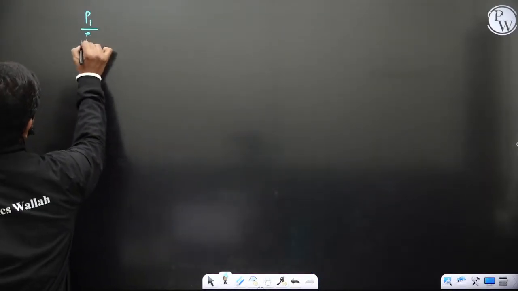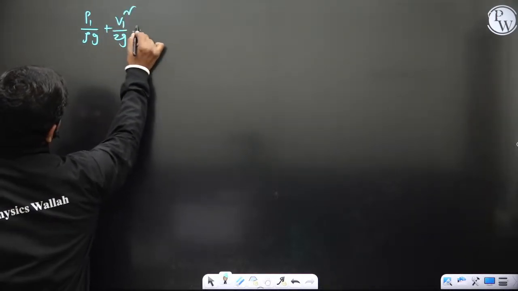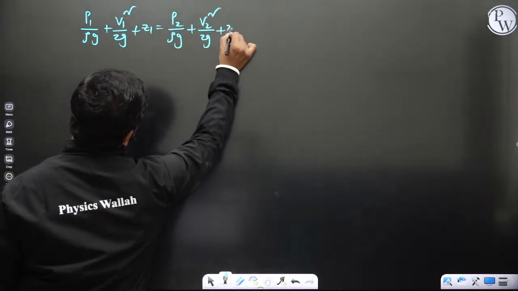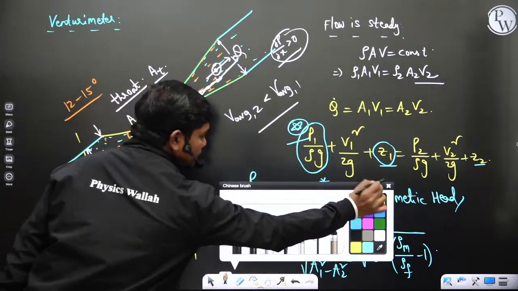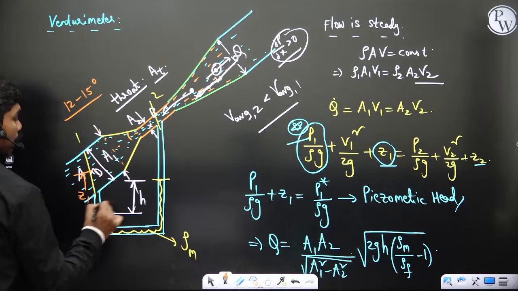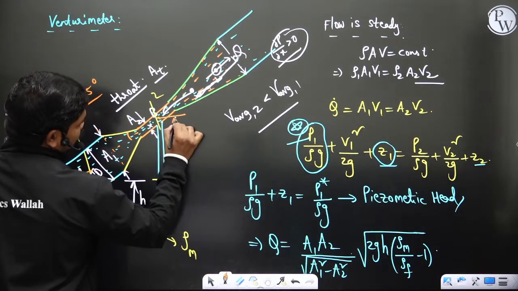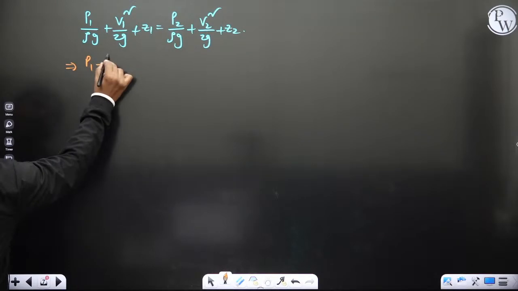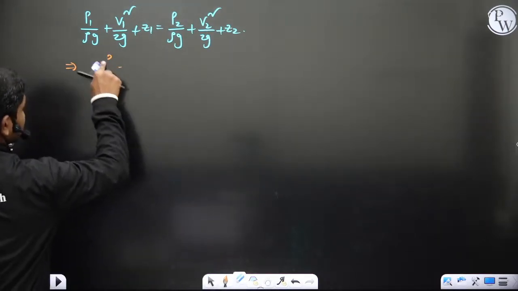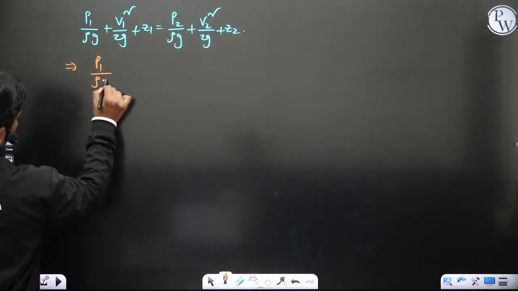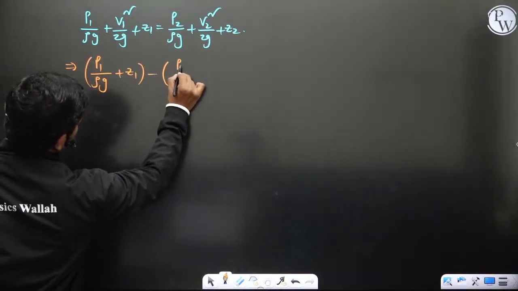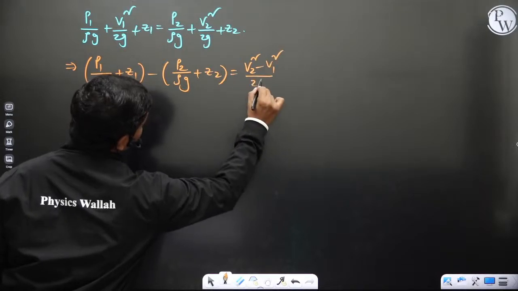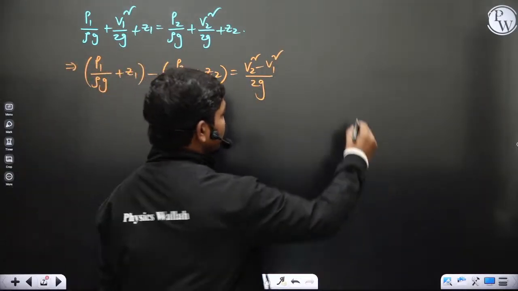So P1 by rho g plus V1 square by 2g plus Z1 is equal to P2 by rho g plus V2 square by 2g plus Z2. Okay. Then let us suppose this point is at elevation Z1, for example here, and this point here is at elevation Z2, for example. Okay. Now if this is at Z2, then P1 by rho g plus Z1 minus P2 by rho g plus Z2 is equal to V2 square minus V1 square by 2g. Okay. Then from continuity you can have A1 V1 is equal to A2 V2.